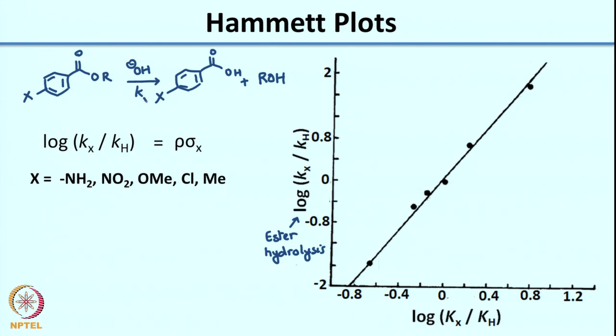So for every substituent you will have a rate kx. So on your y axis you have the log of kx over kh for the different substituents, and the substituents studied were NH2, NO2, OMe, Cl and Me as shown on your screen. Now on the x axis what you have is sigma, so that means the substituent constant which you get from benzoic acid. As I told you, this value you need not experimentally determine because it's already been done, and you have these values that can be picked out from any textbook which has the table on your substituent constants.